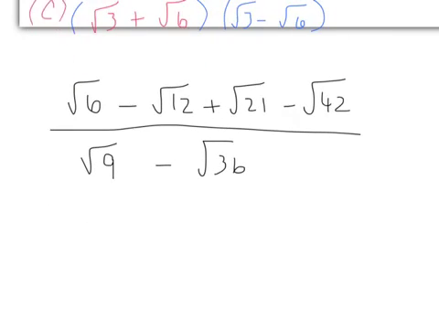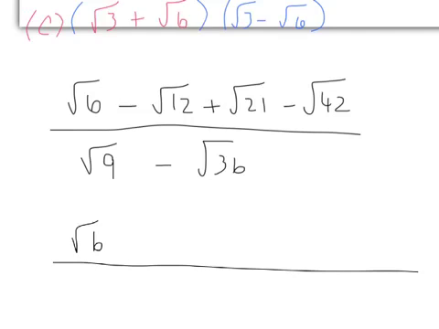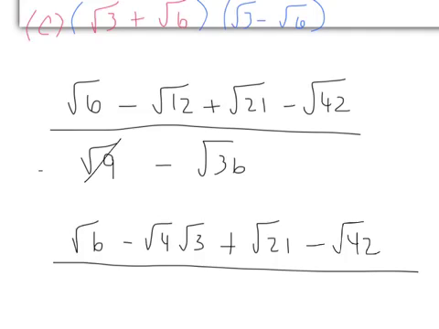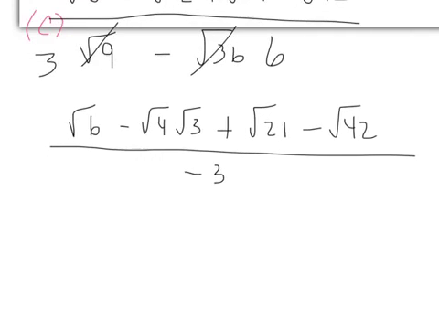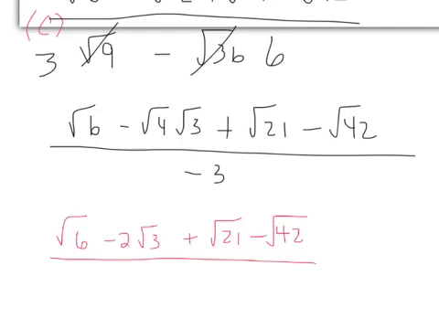Let's take a look at what we can do with the numerator to simplify this now. The numerator, we have root 6 here. Root 12 is really root 4 and root 3. This 4 is a perfect square. 21 cannot be reduced at all. And then minus our radical 42. Well, the denominator is really 3 minus 6, which is negative 3 here. So what we're going to end up getting for our final answer for this problem, in the numerator we have radical 6 minus 2 radical 3 plus radical 21 minus radical 42 all over negative 3.